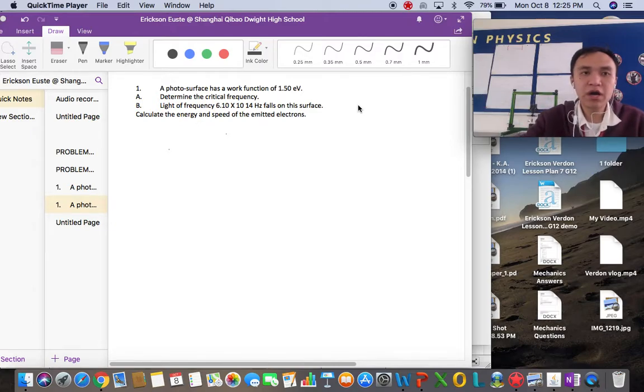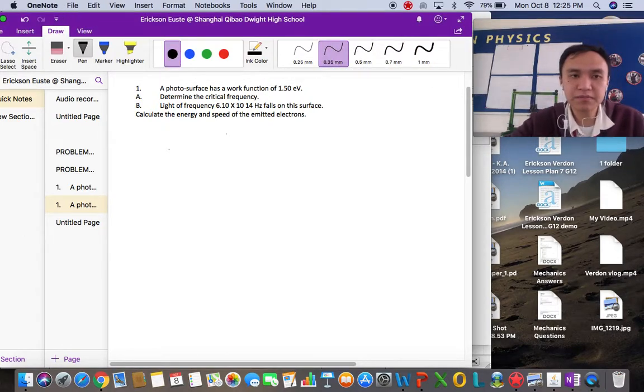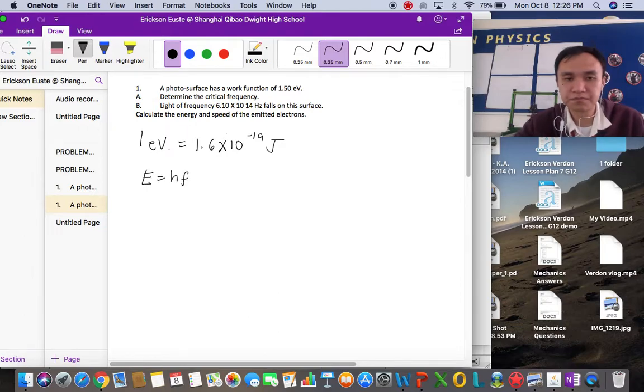So remember that with the conversion before, we understand that 1 eV is equal to 1.6 times 10 to the negative 19 joules. You're determining for the frequency, so E is equal to hf, where h is the Planck's constant, f is the frequency, and E will be the work function here. So frequency will be equal to E over h.